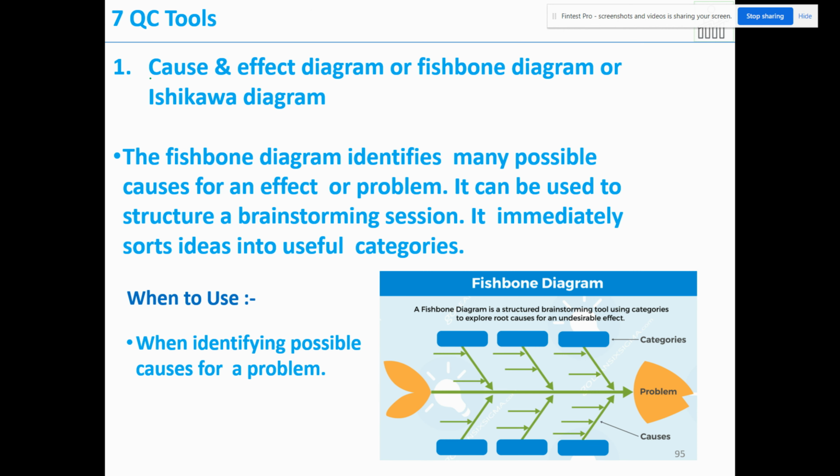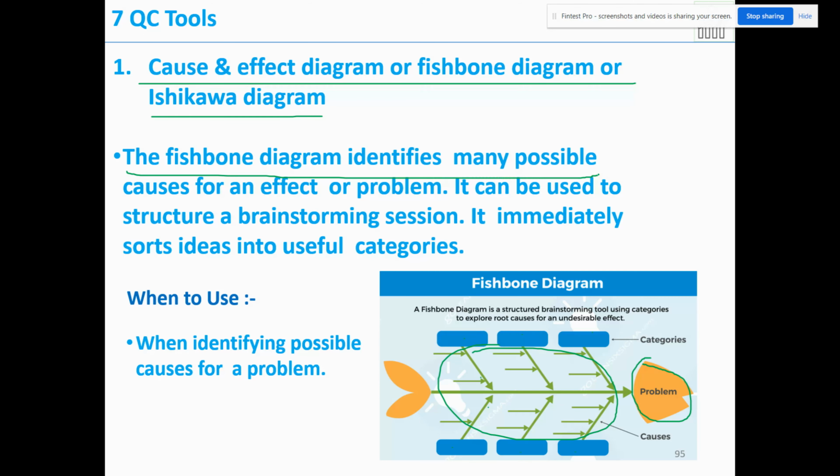Seven QC tools. The first one in the seven quality control tools is the cause and effect diagram, or fishbone diagram, or we'll call it Ishikawa diagram. In a cause and effect diagram, we have the problem or output, then we have categories. For each category, we identify the potential causes and validate each potential cause, whether it is going to give us the particular output or problem. The fishbone diagram identifies many possible causes for an effect or problem.